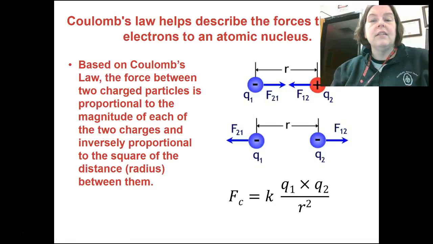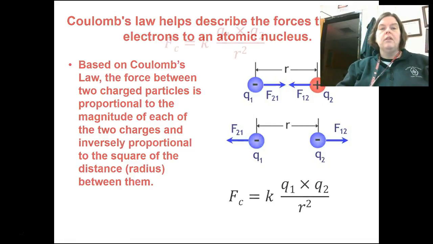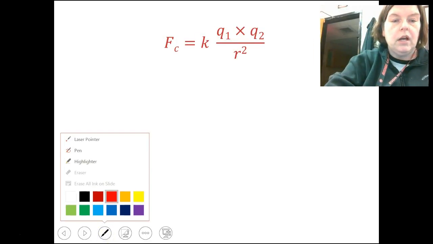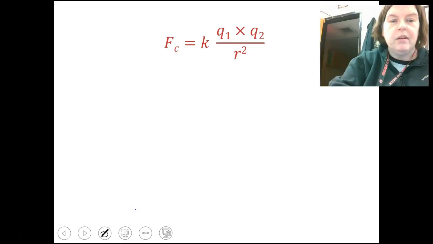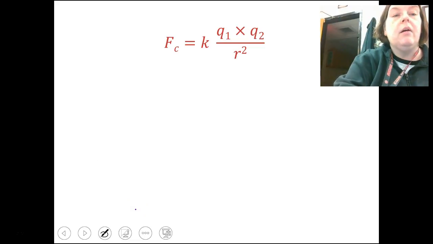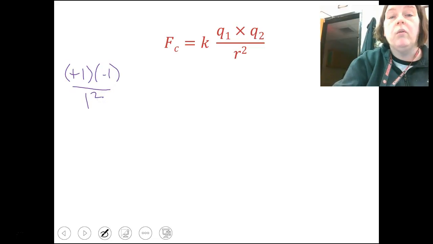So let's look at this and see what we can come up with, okay? So here we go. I'm going to start writing a little bit. I like purple today. I don't know why. I've been kind of feeling purple. So what if I had a positive charge and a negative charge, and they were 1 away from each other? What would be the force? Well, the force would be plus 1 times a minus 1 divided by 1 squared, which would equal minus 1.